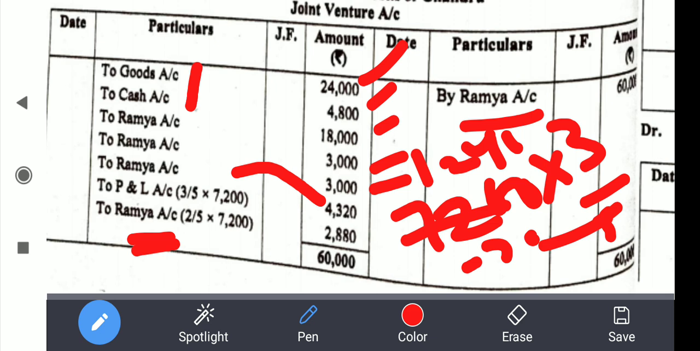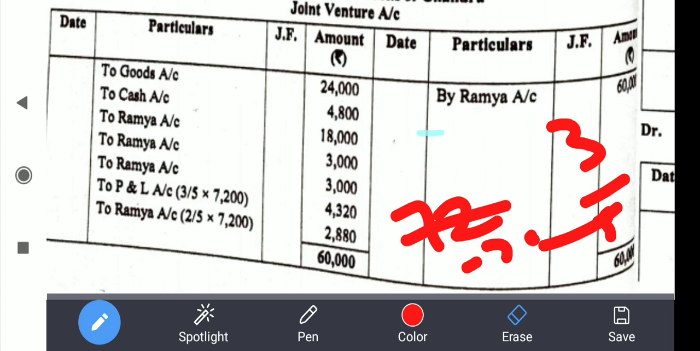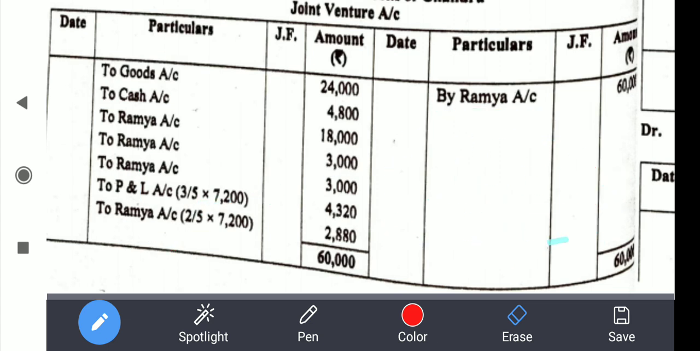4,320. Is it right? Then 2 by 5, 2,880. This is the format of joint venture account. This is the procedure to find out the profitable amount of co-ventures.